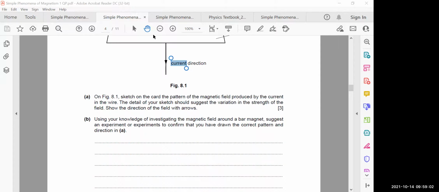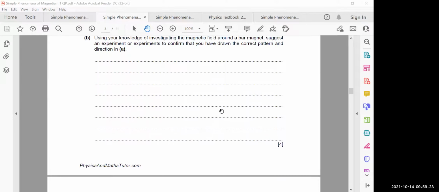Yes, with the help of the iron filings: on this wooden board near this current carrying conductor, if you put iron filings and tap the board, then you will find that the iron filings align themselves in the form of concentric circles. Okay, let me move to the next part. Next question.